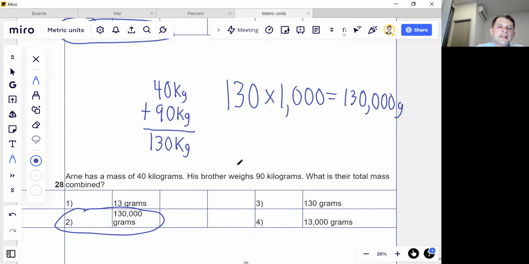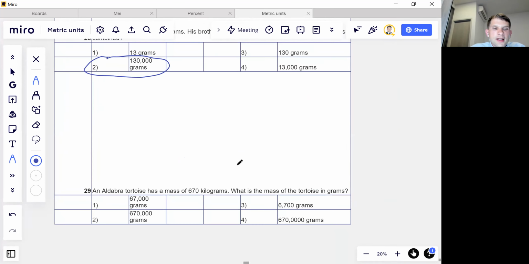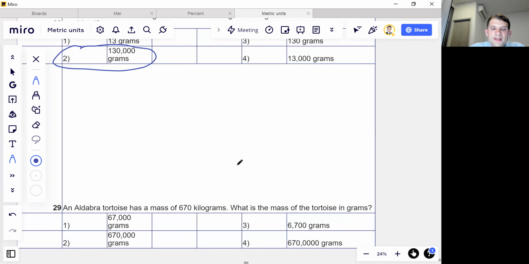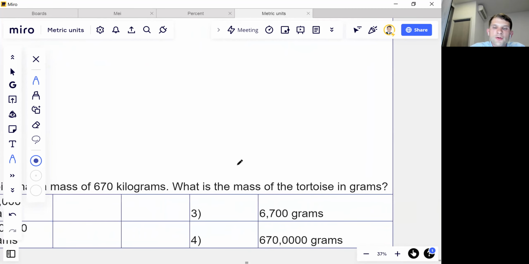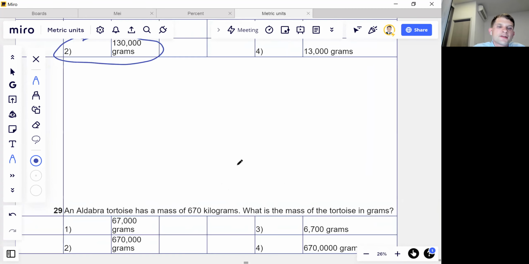All right, last one, we did it. Okay, an Aldabra tortoise has a mass of 670 kilograms. What is the mass of the tortoise in grams? Okay, so we have this turtle here. All right, let's just draw the turtle for fun since we made it. All right, there's my lovely turtle. Okay, he's got a tail and maybe a smile as well. All right, he's happy we made it.